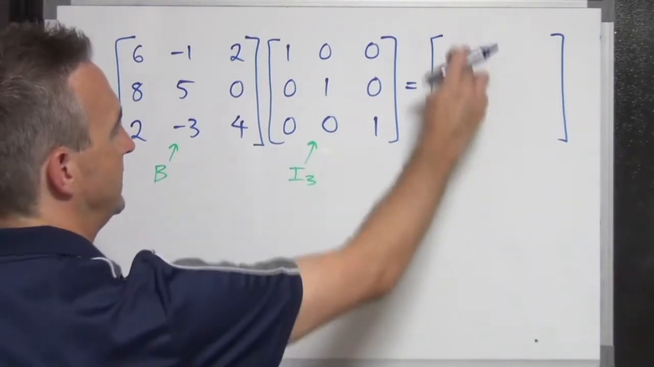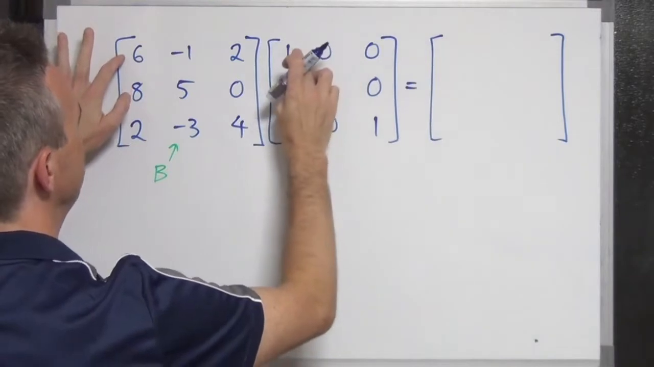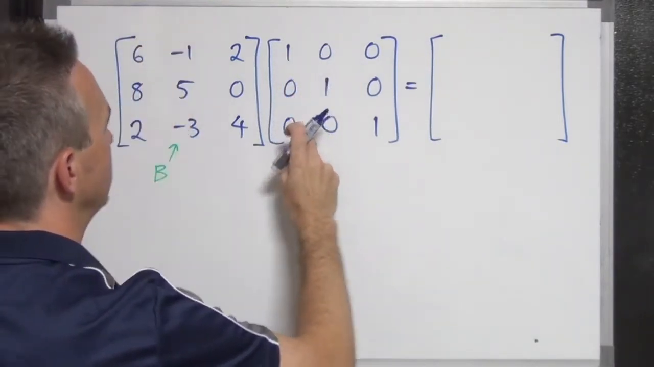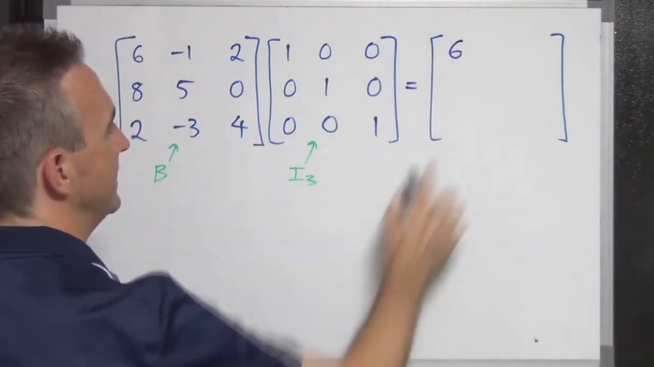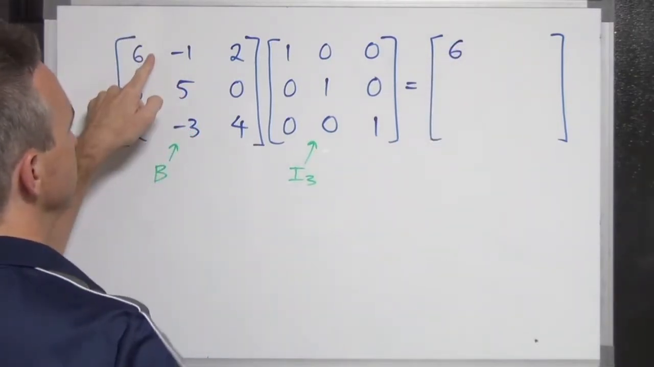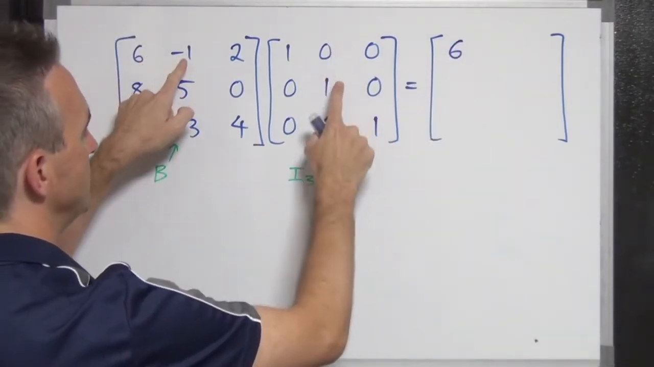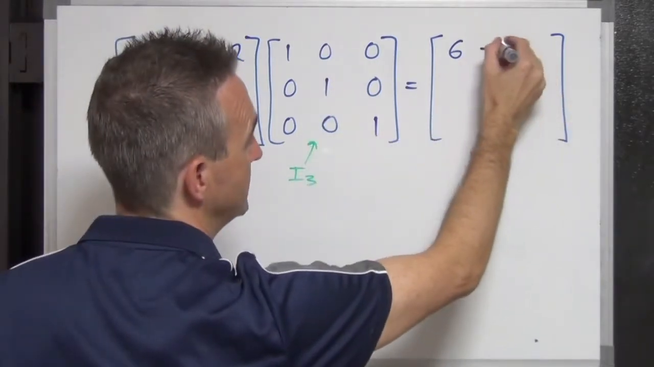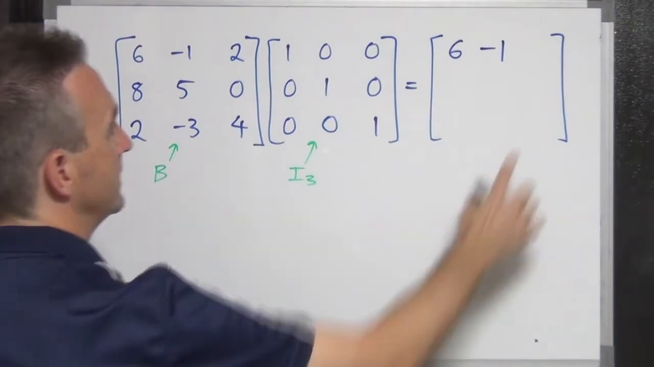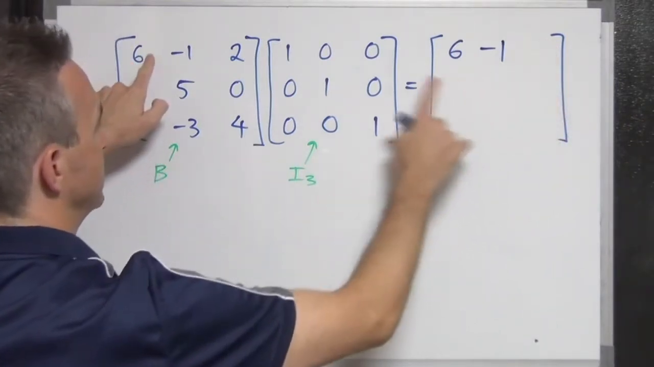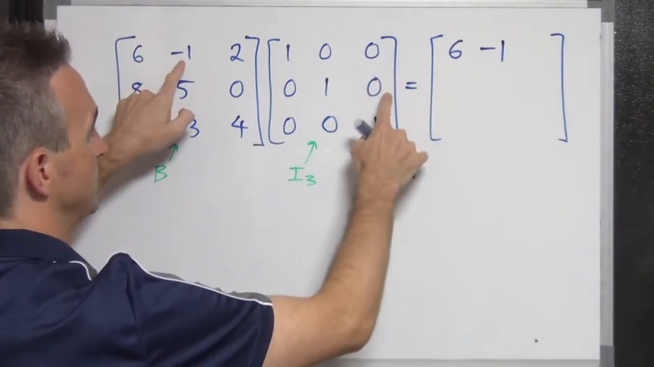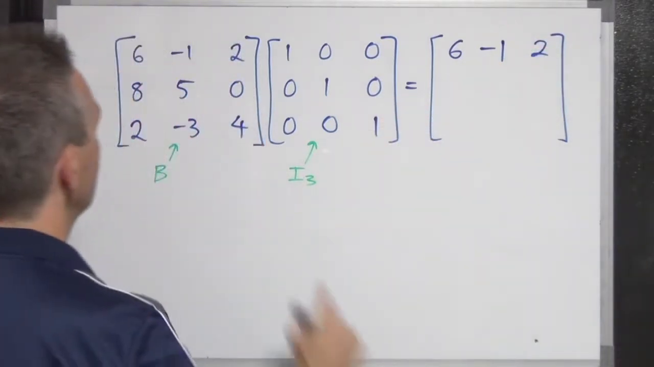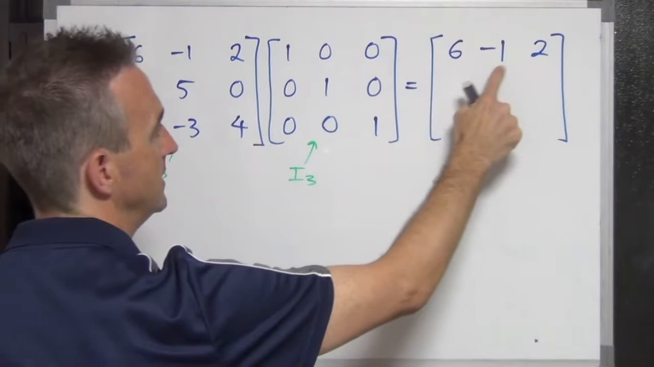Doing matrix multiplication, you get this one. 6 times 1 is 6, minus 1 times 0 is 0, 2 times 0 is 0, leaving us with 6. Let's get this entry. 6 times 0 is 0, minus 1 times 1 is minus 1, 2 times 0 is 0. Adding those three, we just get the minus 1 only. This entry: 6 times 0 is 0, minus 1 times 0 is 0, 2 times 1 is 2. So we got 6, negative 1, 2, the same as the first row of B.